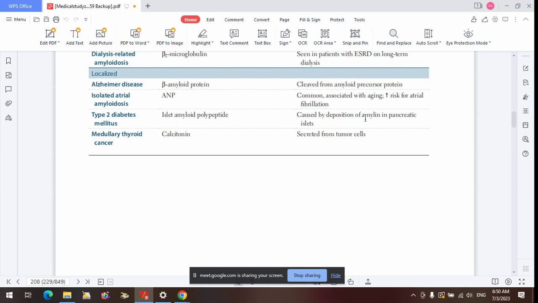It is due to this amylin depositing in the beta islet cells. So we should not forget that. Type 2 DM, not type 1, not type 1. So the last one is medullary thyroid cancer.